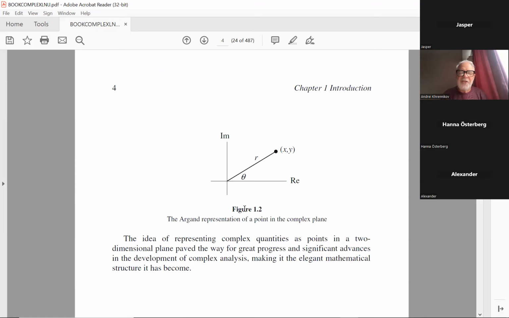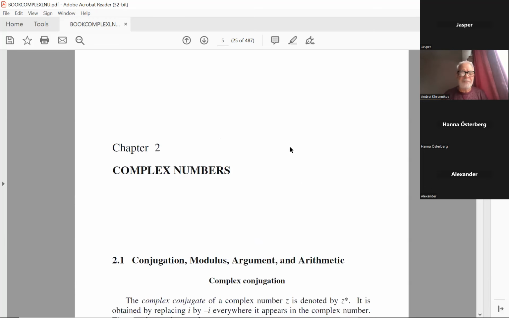So you take this pair of coordinates, and you can define the length of this vector, the square root of x squared plus y squared, and you can define the angle theta between the real axis and this vector. So this is the geometric representation of complex numbers. Each complex number can be represented by a vector. Where it is used, in physics, maybe used, but not so much.